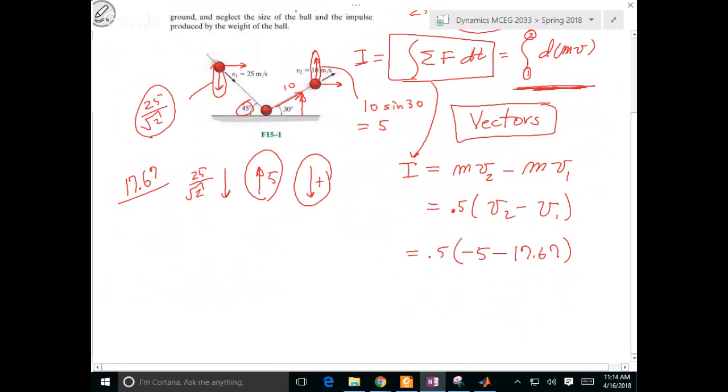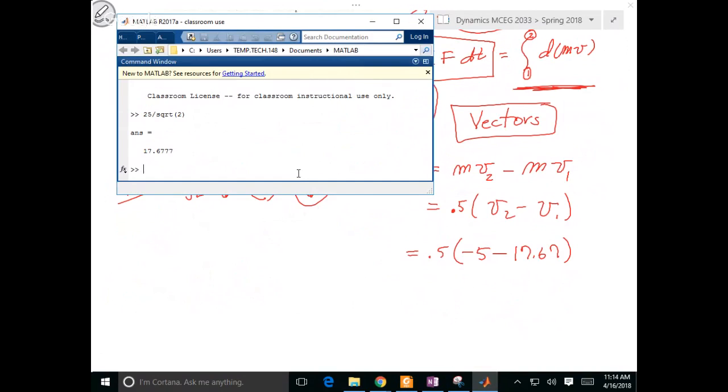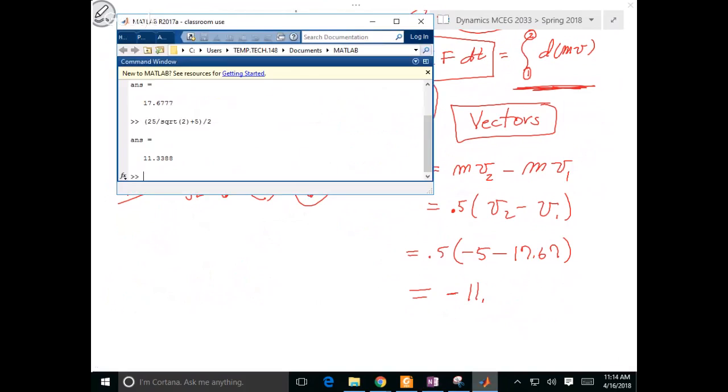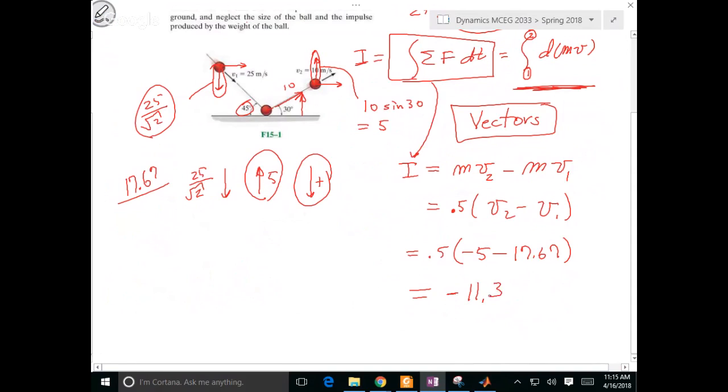17.67. Half of that. All right, so let's do it like this. I'll add up to it, and then I would just go ahead and divide it by 2 because that gives it that. So 11. Now mine has a minus sign, 11 point something, 3, 4. I mean, that's good enough.